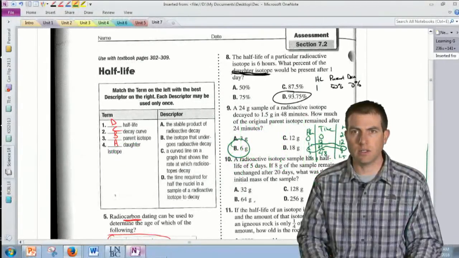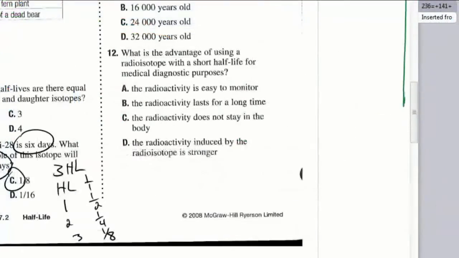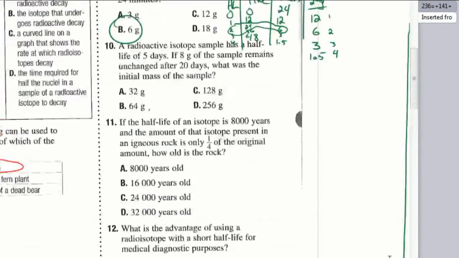And then for number 10, you guys said, you got A for 9, 10 is B perhaps. Oops. Half-life of 5 days, 8 grams remained after 20 days. What was the initial mass of the sample? So let's do our little chart here. We'll work our way backwards and we'll see how we do.